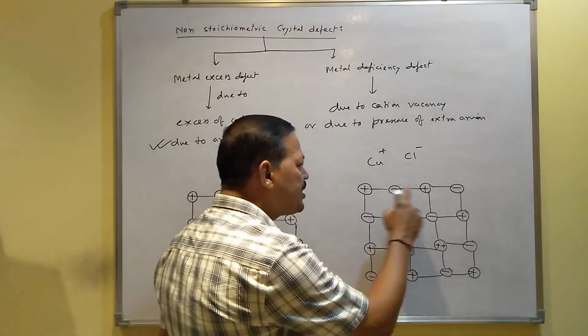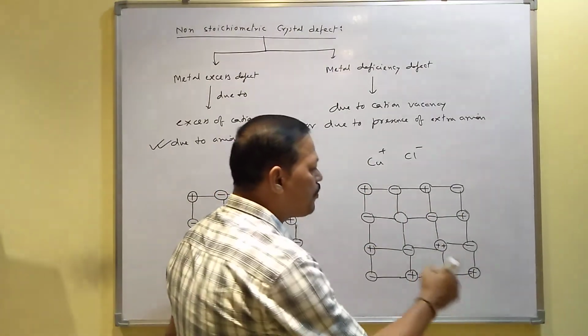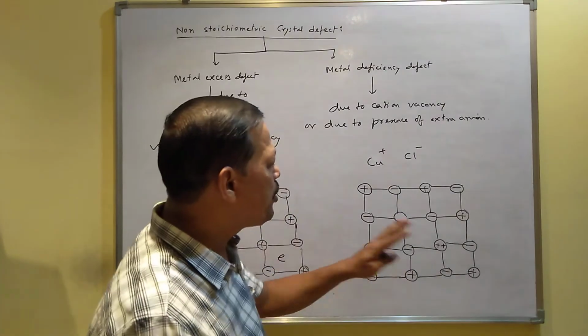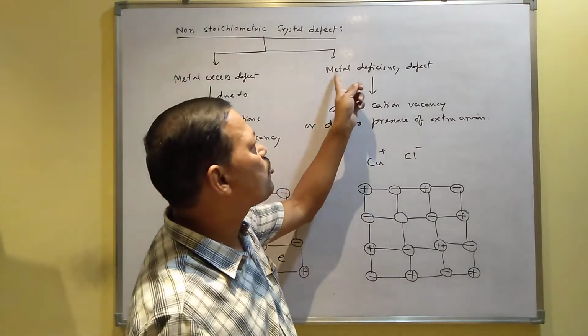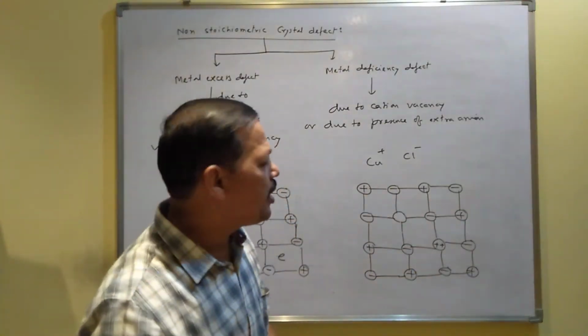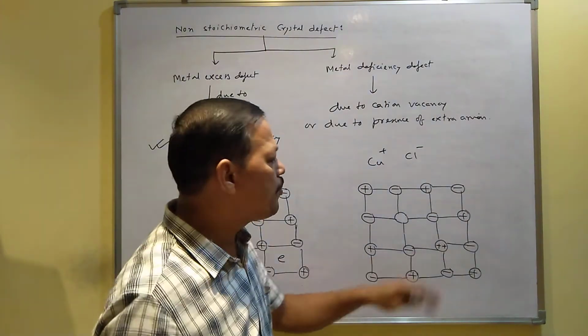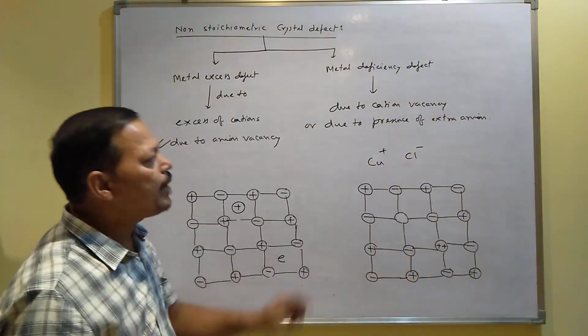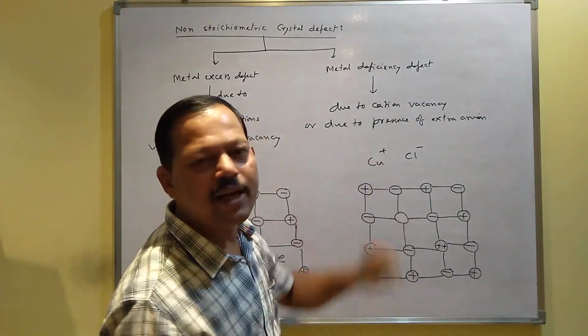Copper can show 1 plus also, copper can show 2 plus also. So one copper plus ion will be replaced by one copper 2 plus ion. Here number of cation is less, 1, 2, 3, 4, 5, 6, 7, but anion number is 8. So here cation number is less, anion number is more. That's why it is called metal deficiency defect. But electrically it becomes neutral now, because total number of positive charge is equal to total number of negative charge. This type of defect is called metal deficiency defect due to cation vacancy.